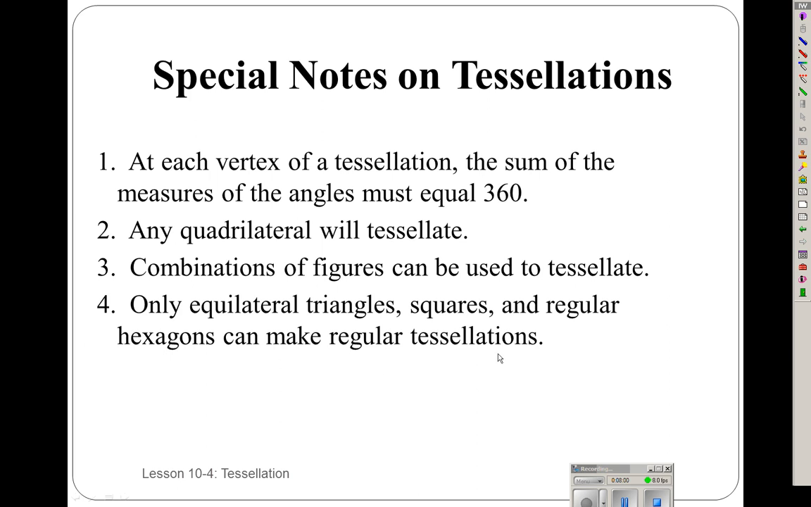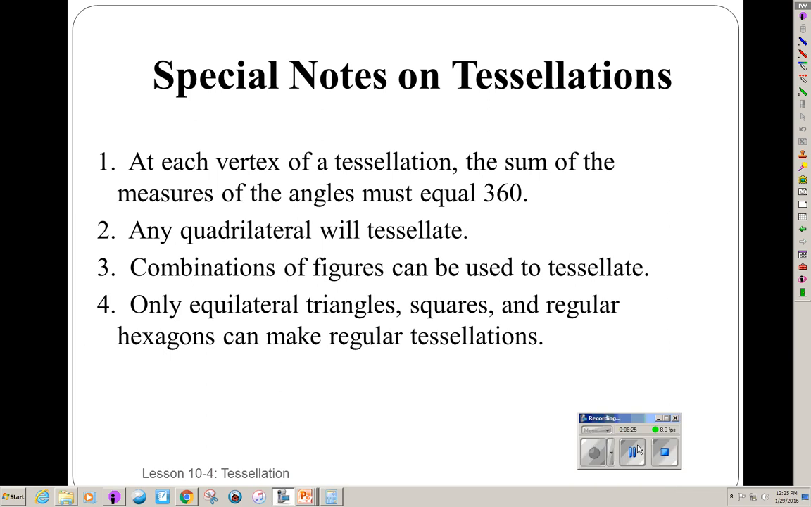And here's the final list, which you saw in the examples we did. The only polygons that will do a regular tessellation are equilateral triangles, squares, and regular hexagons. Those will do a regular tessellation. Other polygons might do some other form of tessellation, but these are the only ones that do a regular tessellation. If you just think, can you tile the floor with it? That, I think, is the best way to understand tessellations.